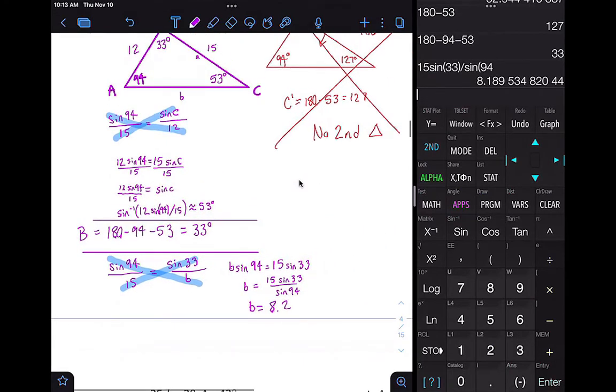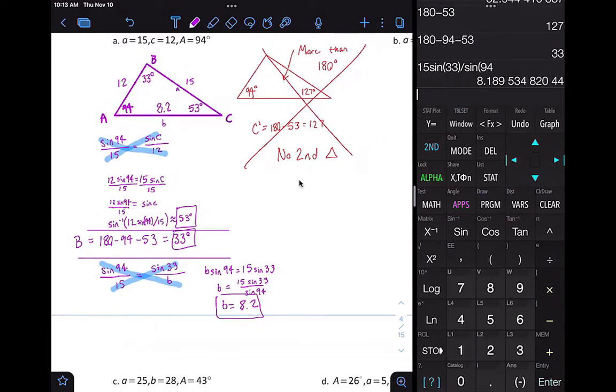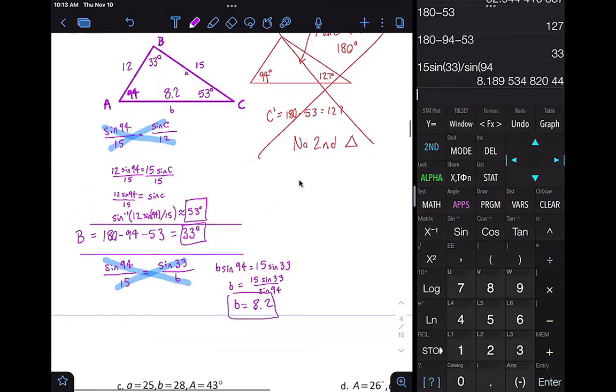Okay. And those are going to be your three things. A lot of times the triangles are going to give you three things to start with, and then you have to find the other three things. And then you also have to double check and make sure there's not a second triangle. So let me zoom out there and let you all make sure you get all of that, I guess.